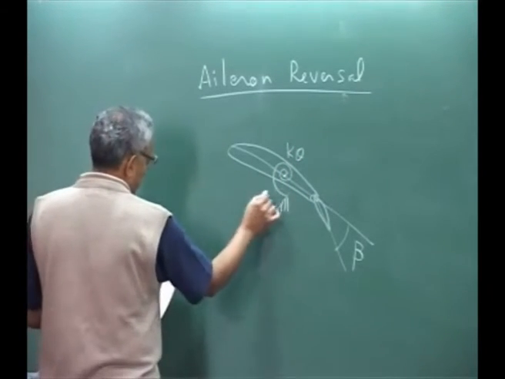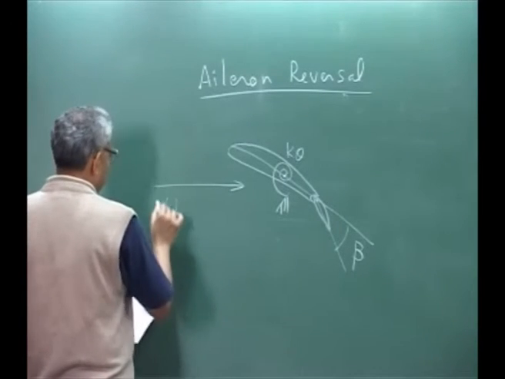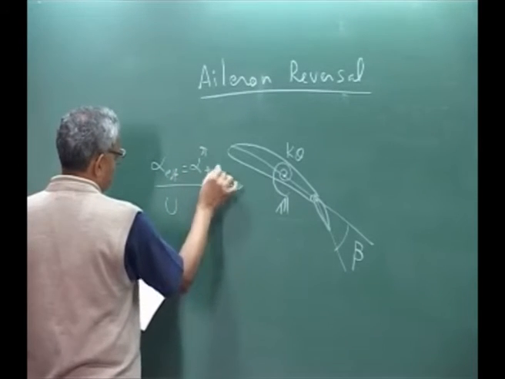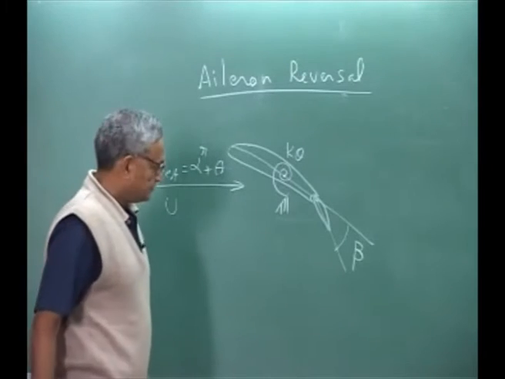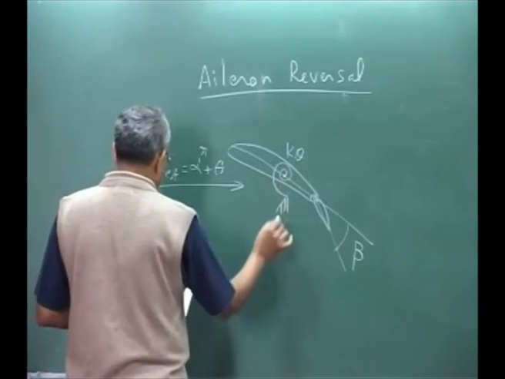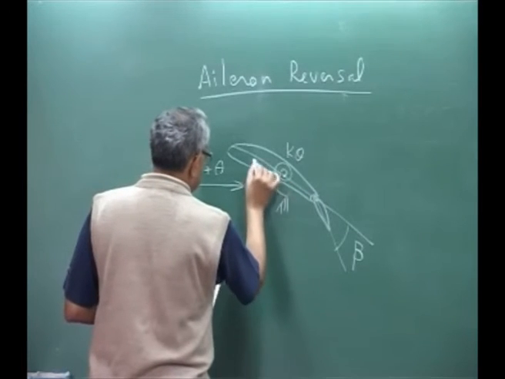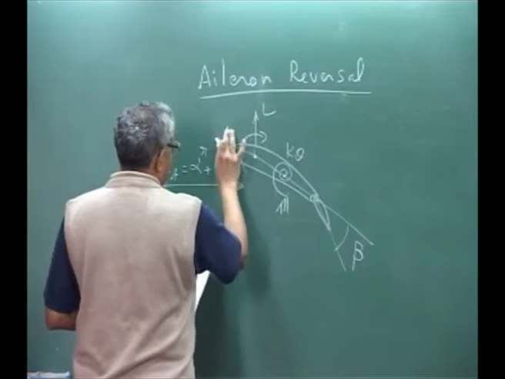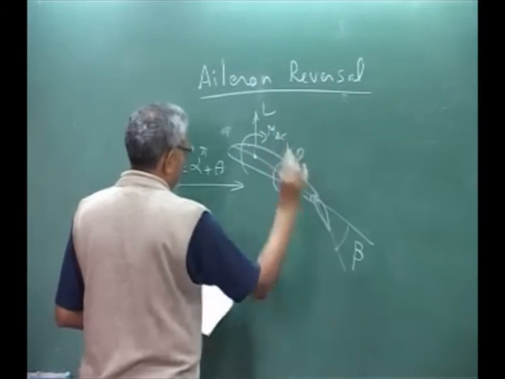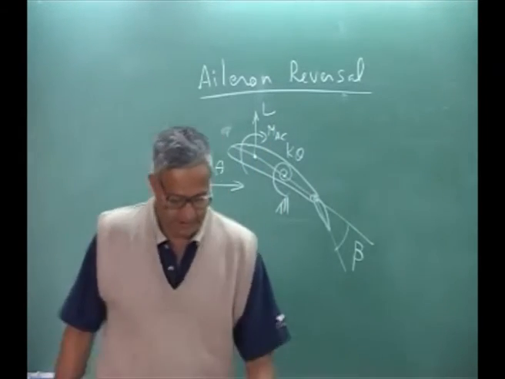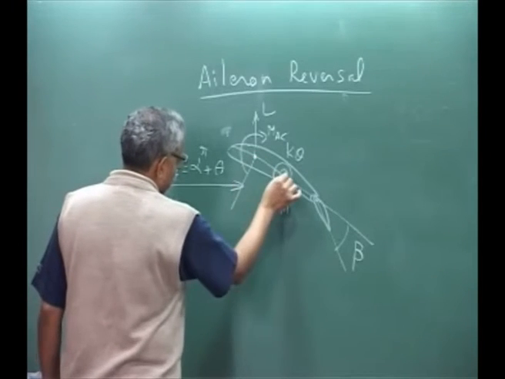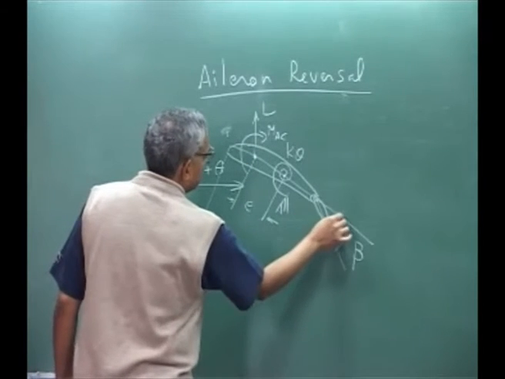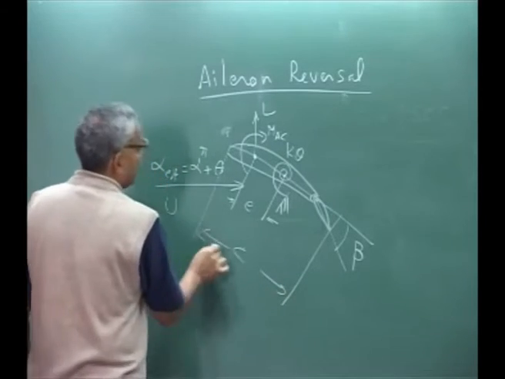Here you have the oncoming velocity u, alpha effective is alpha r plus theta, and your lift is normal. Okay, aerodynamic center, you have a lift and you have a MAC. And this distance is, as usual, E, and this is my chord.